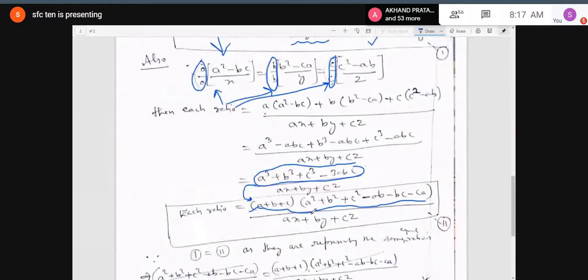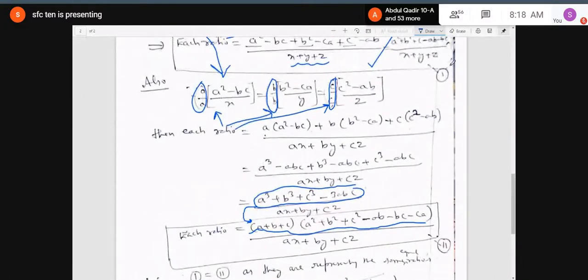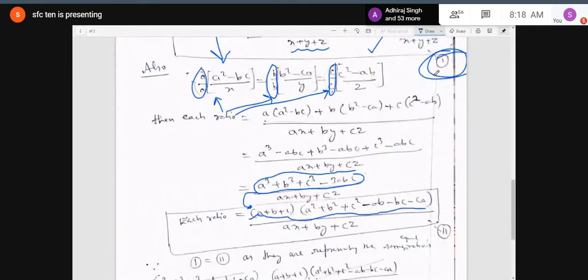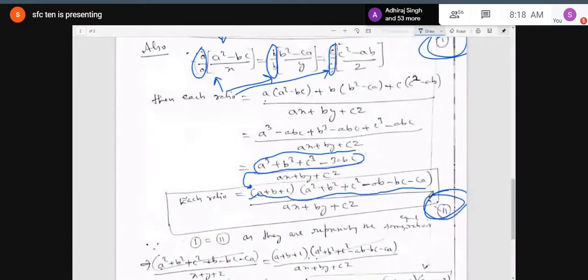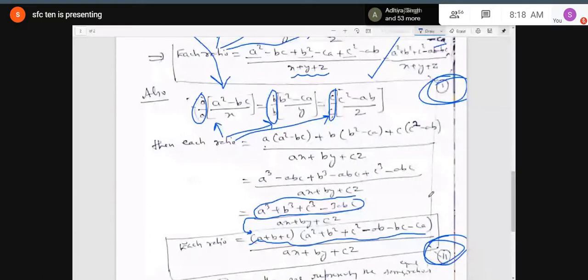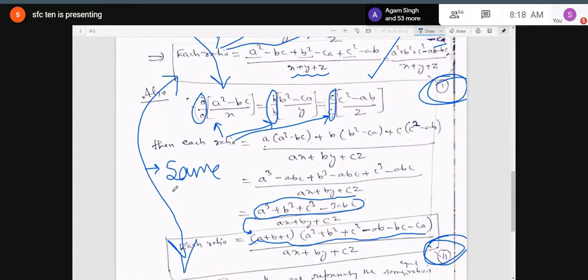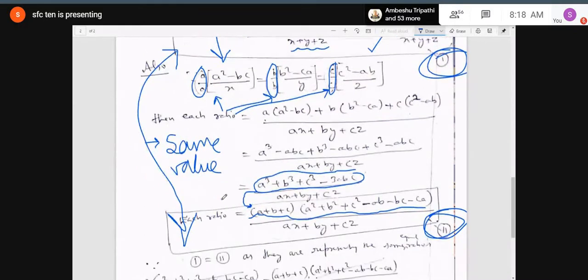Each ratio, like I have written the result number 1, that was also the ratio of the given ratios, and this second ratio, when I have multiplied the separate ratios, like the first ratio by a upon a, b upon b, c upon c, it is also the same. So both the ratios are representing the same. That means result number 1 and 2 are equal, as they are representing the same equal ratios. So what I have done, I have equated them.